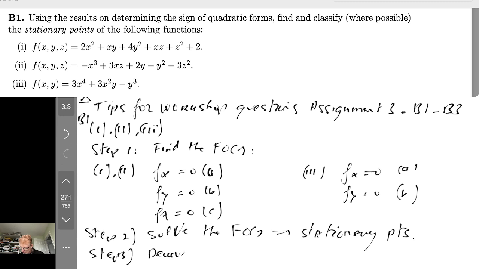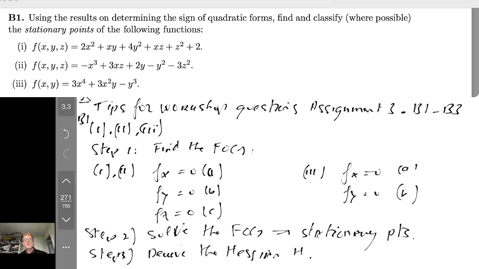And then once you have found the stationary points, in step 3 you calculate, derive the Hessian. So don't look at A. I would in all cases calculate the Hessian. Of course, for the function in 1 you could write down the matrix A, but let's just in all cases derive the Hessian.